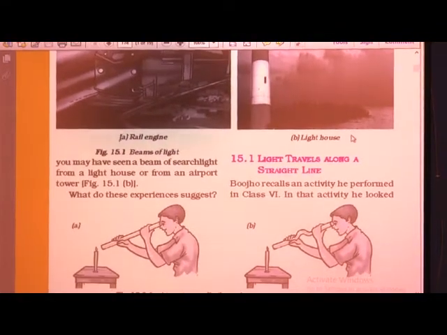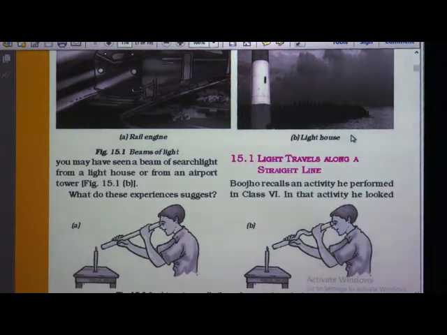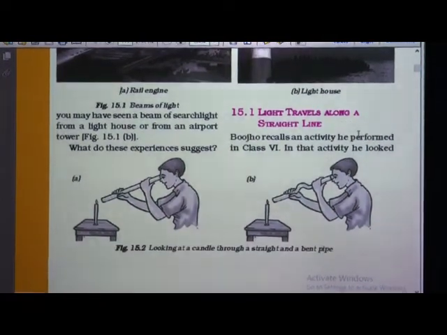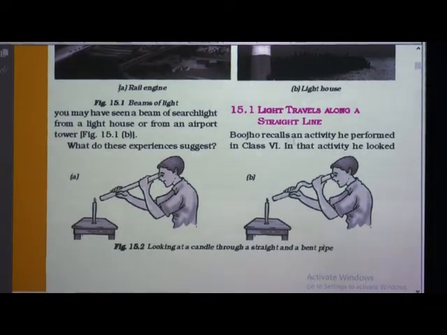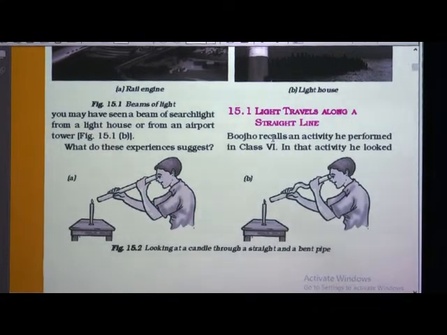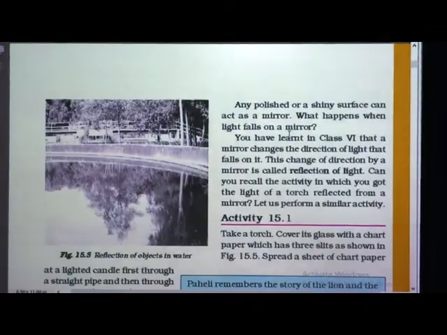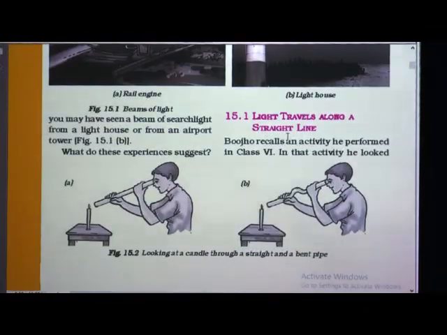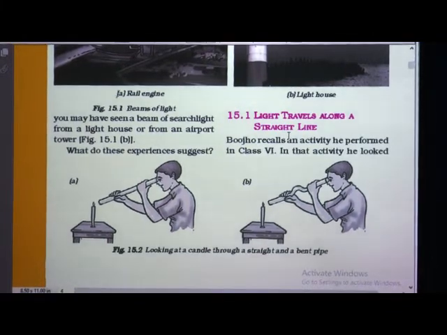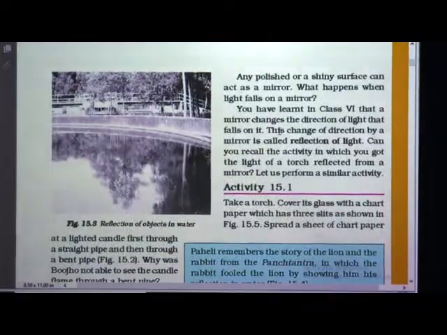From lesson number 15, activity 15.1 is given. From this activity we learnt that light travels along a straight line. So this concept we understood by this activity. Then I told you to perform this activity at your home. So I hope you performed it. Now next one.